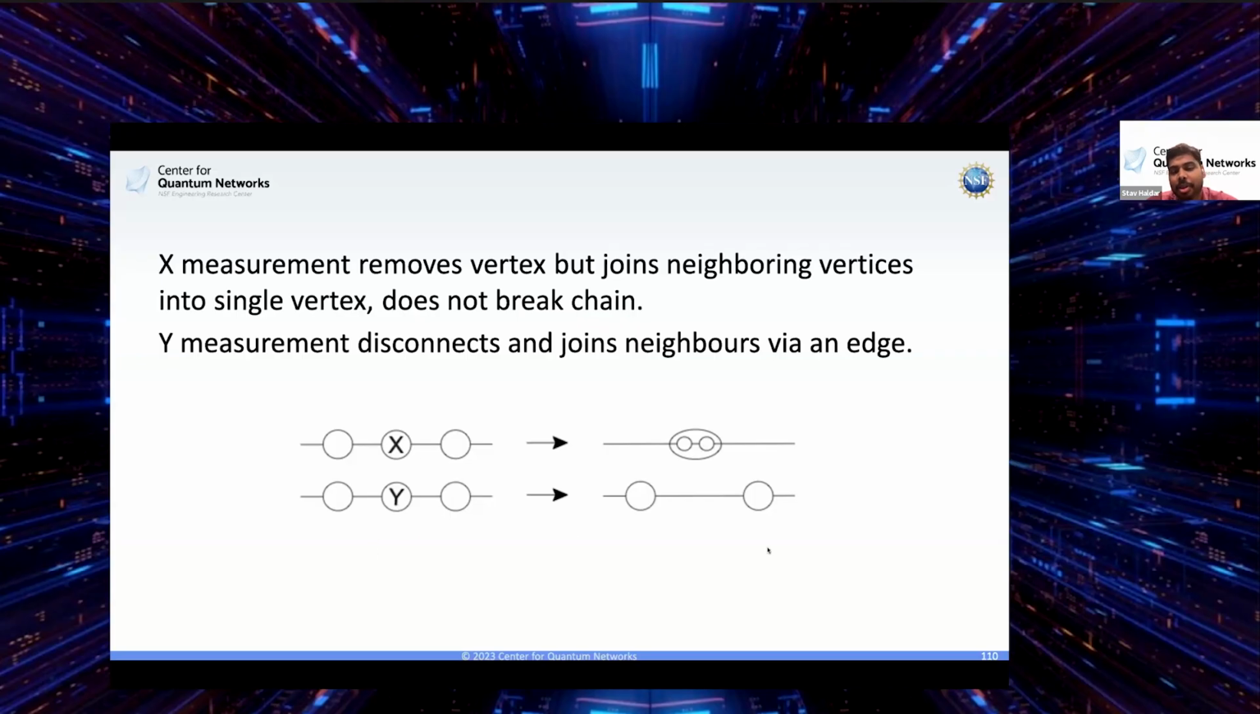And then if you do just a Y measurement, then you also get this kind of situation, right? Where this qubit drops, but the edge remains.